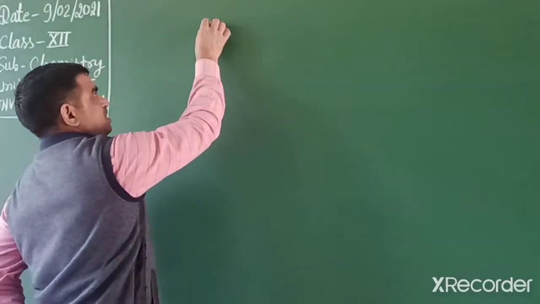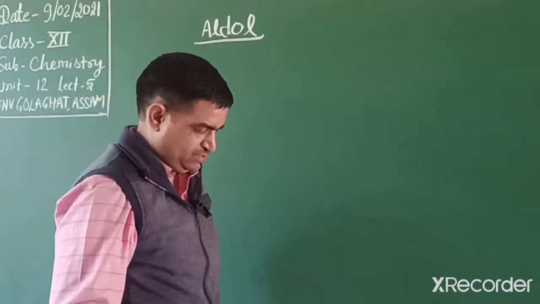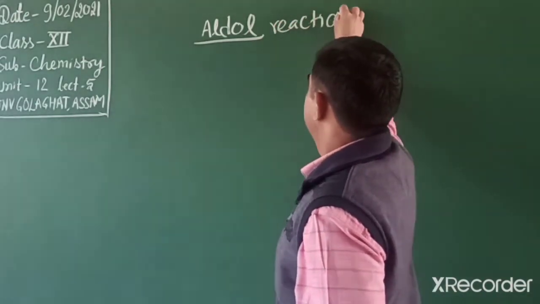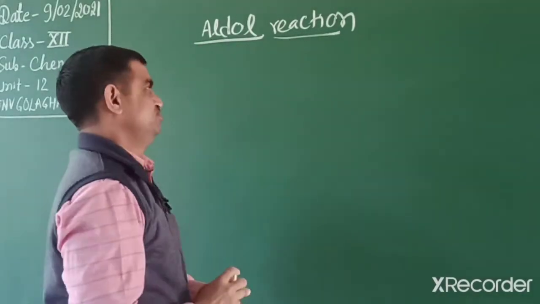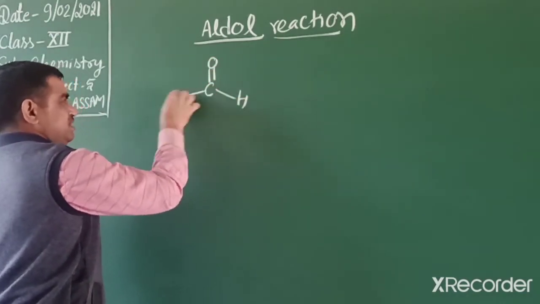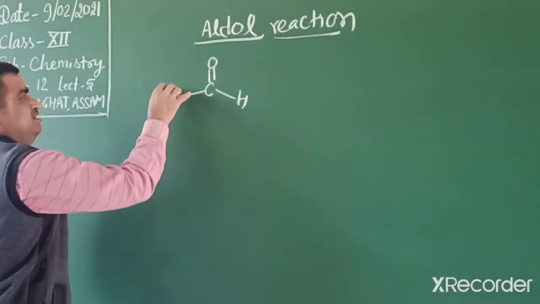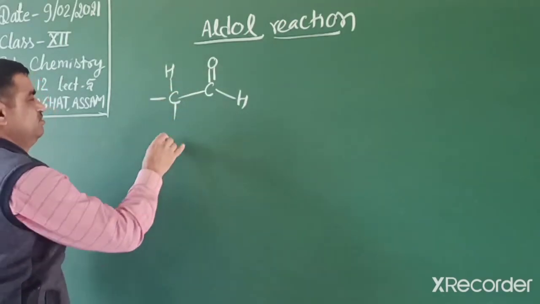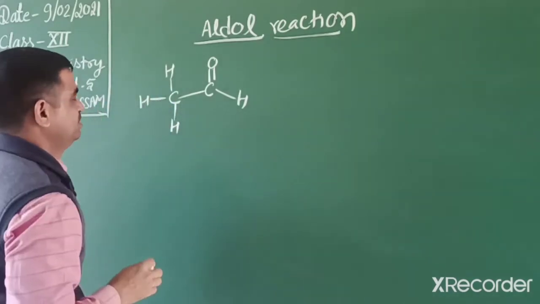Next reaction is the aldol reaction. Aldol, this reaction is also very important. It needs a carbonyl compound having at least one alpha hydrogen, either an aldehyde or a ketone. The next carbon after the aldehyde group is the alpha carbon, and the hydrogen situated on that carbon is known as alpha hydrogen. This can extend further also.